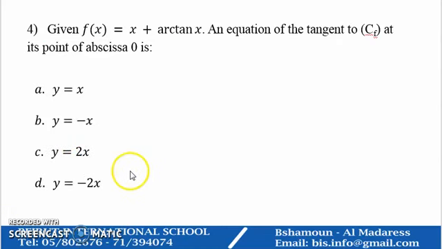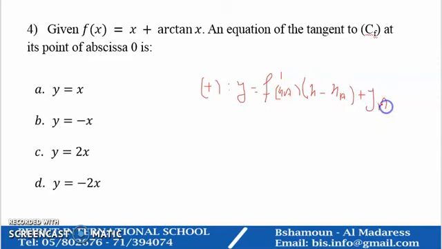What about this question? They ask us to determine the equation of the tangent to CF at its point of abscissa 0. So we remember that the equation of the tangent T is y equals f prime of xa, if the required point is xa, into x minus xa plus f of xa. Here this is xa, I'm sorry for the bad handwriting.